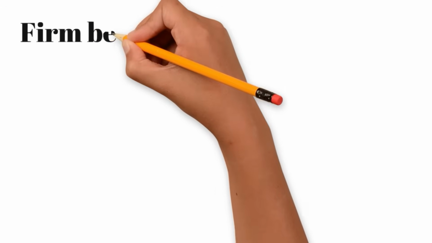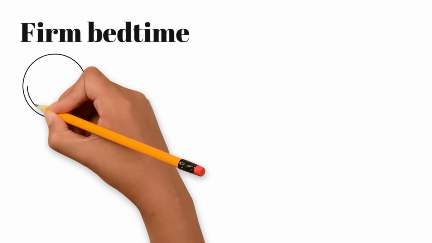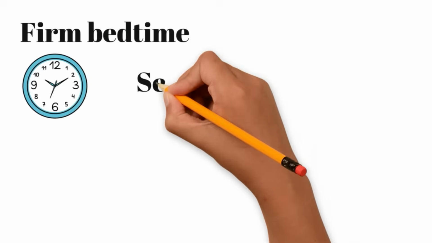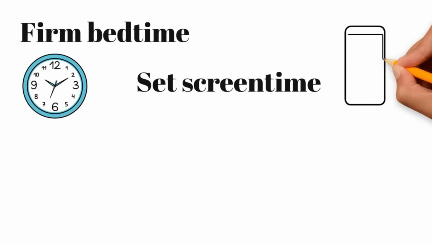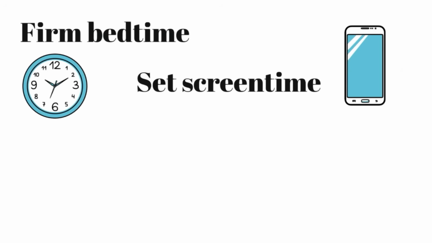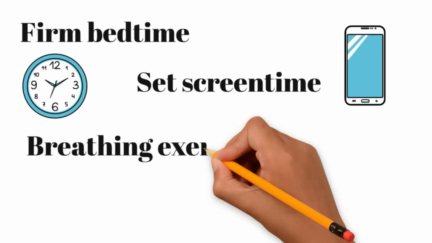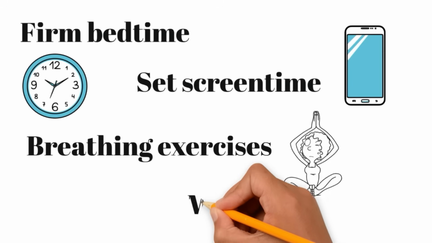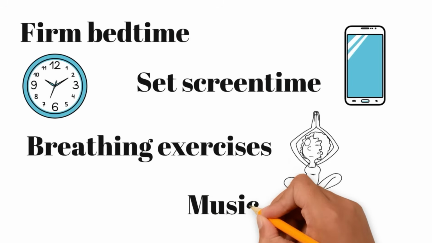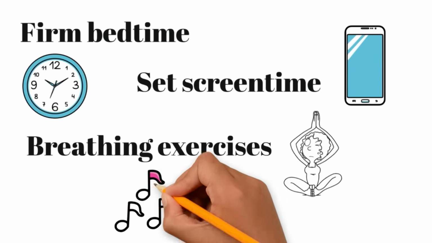I generally aim for 8 to 9 hours of good quality sleep, and to achieve this, I have this little checklist. I have a fairly firm bedtime, so I want to be in bed before midnight. I also have a set screen time, meaning that once my teeth are brushed, the alarm is set, then my phone is put away. If I have a hard time falling asleep, I'll often try to do some deep breathing exercises. And then sometimes I'll listen to music, and it makes me fall asleep every time.